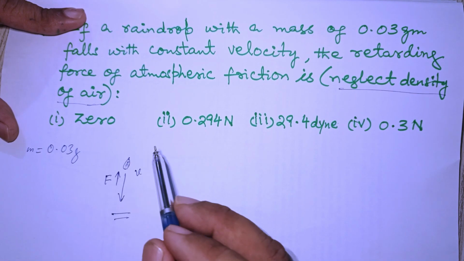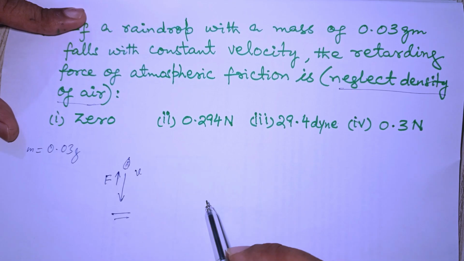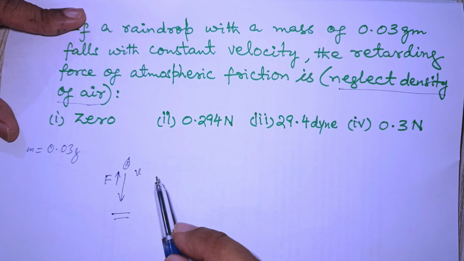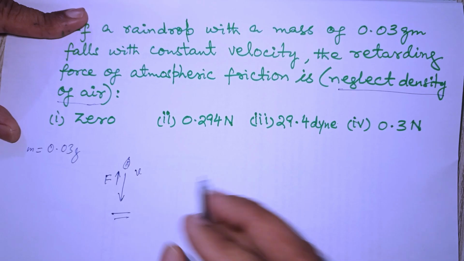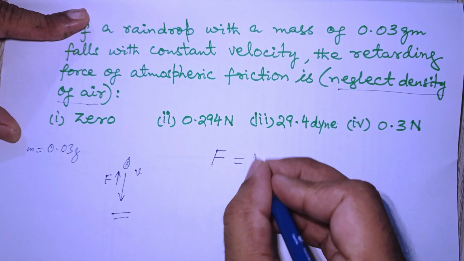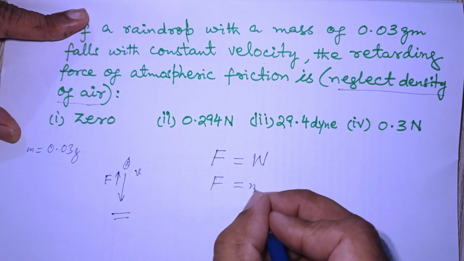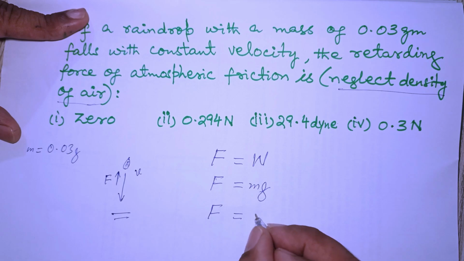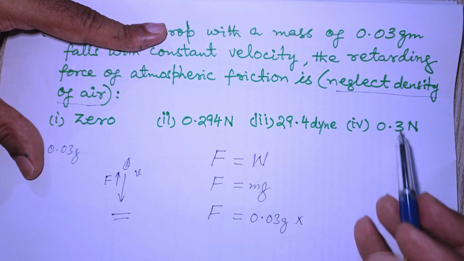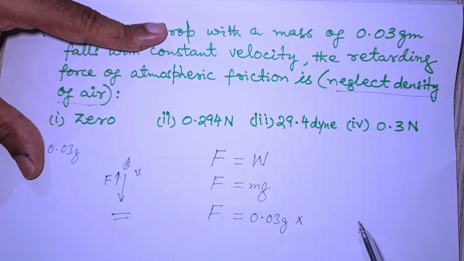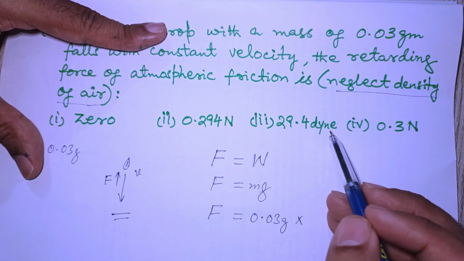When a raindrop or any object falls with constant velocity, it means that the weight of the object and the retarding force are equal. So in this case, F is equal to W, and W is mg. M is how much? 0.03 gram. If we convert it into kilogram, we have to divide it by 1000. When we divide it by 1000, we won't get either this result or this result by multiplying it with 9.8 or 10. So the answer will come out in dyne.